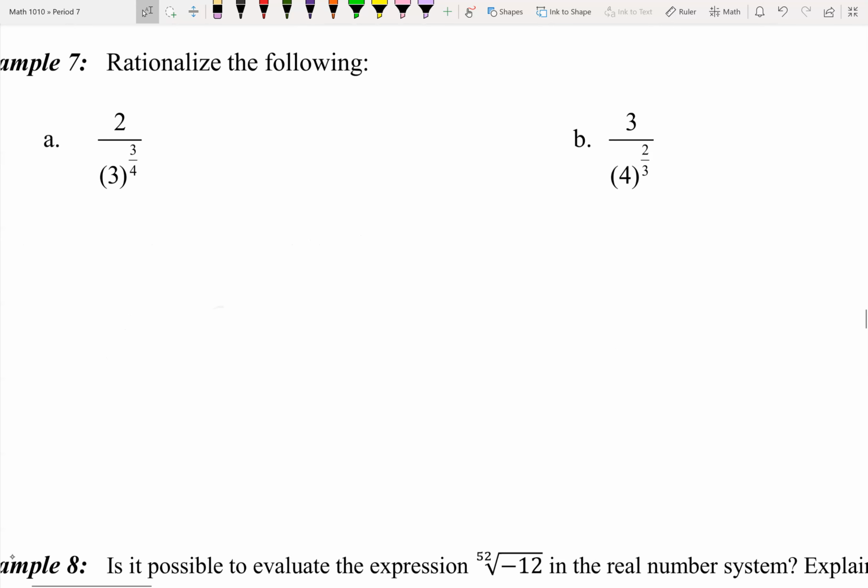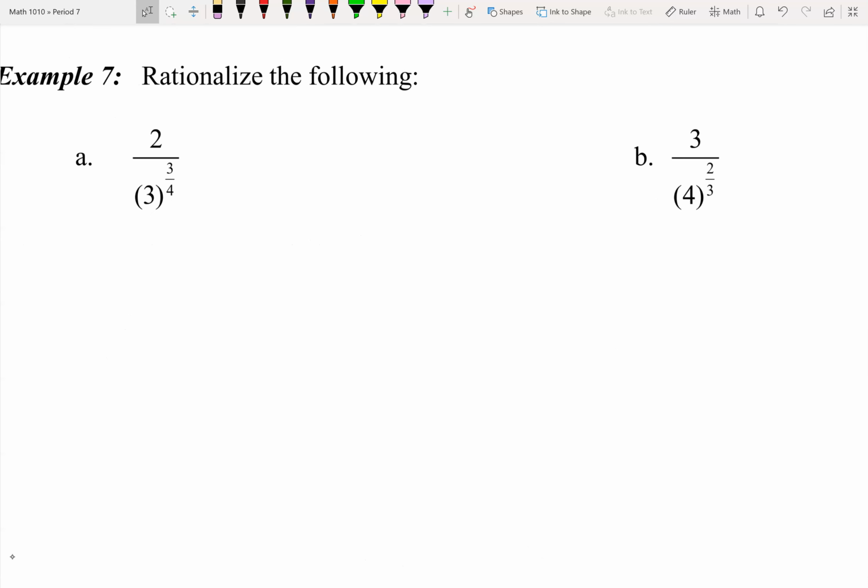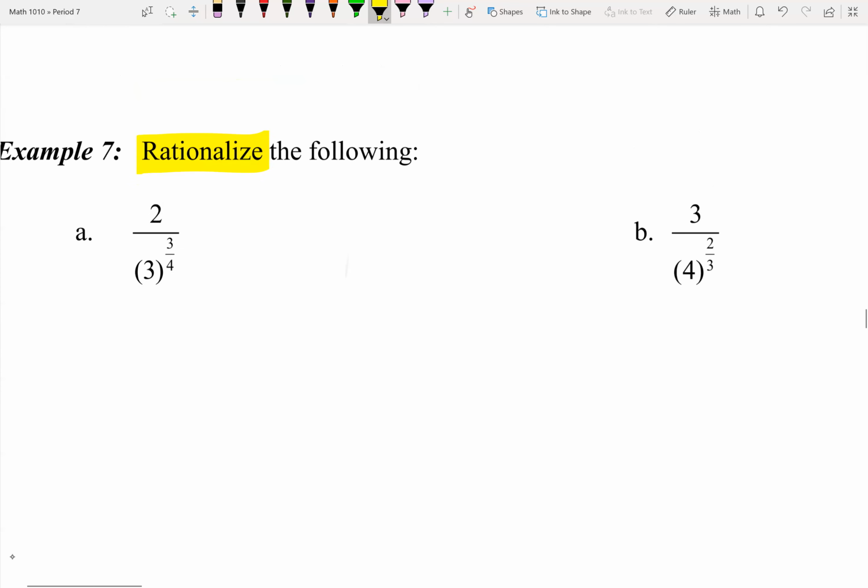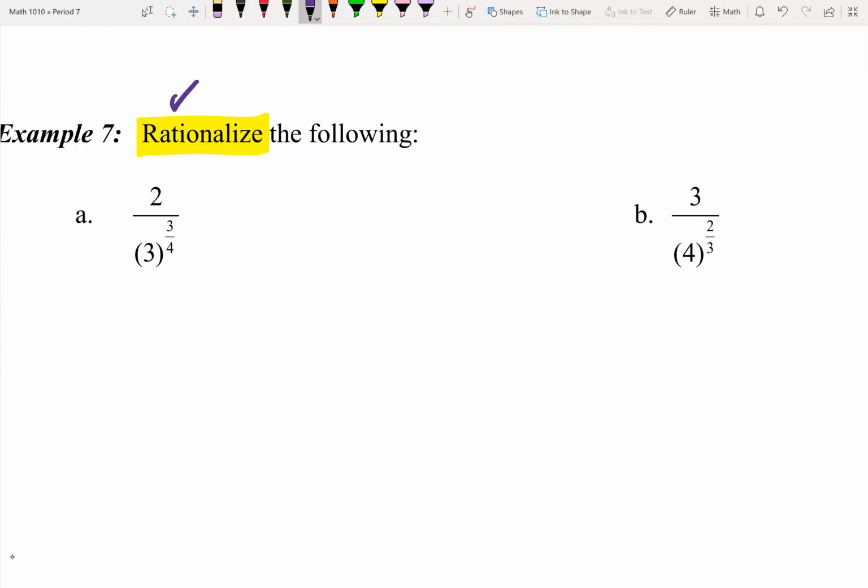Okay, example 7. These are highlighted. The rest of the whole lesson is highlighted, right? Okay, here we go. Rationalize. Highlight the word rationalize. Draw an arrow to it. Write down, get rid of radical on the bottom. Get rid of the radical on the bottom.